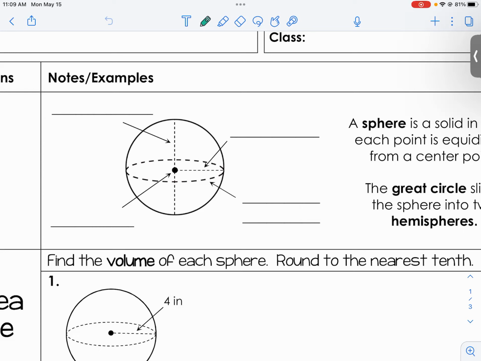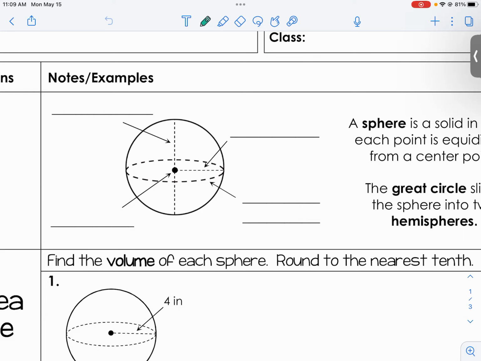So this is a sphere. It looks like a ball. Bennett, can you toss me that tennis ball on my desk? Nice. This is a sphere. Okay, we are going to find the volume of a sphere.